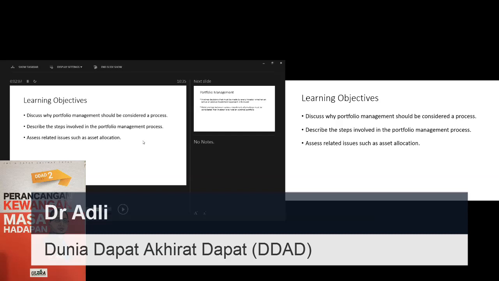Alright, so the objective discussed by portfolio management should be considered a process. Because basically, portfolio management is actually a process. There are steps that you need to go through, right? In the steps, for example, you have to have your objective first. You know what is your objective, right? And then you need to do some analysis of the securities. And then describe the steps involved in the portfolio management process and then assess related issues such as asset allocation. Asset allocation is where you want to put, let's say you have 10,000 ringgit, so where do you want to put that? Where do you want to allocate your asset?